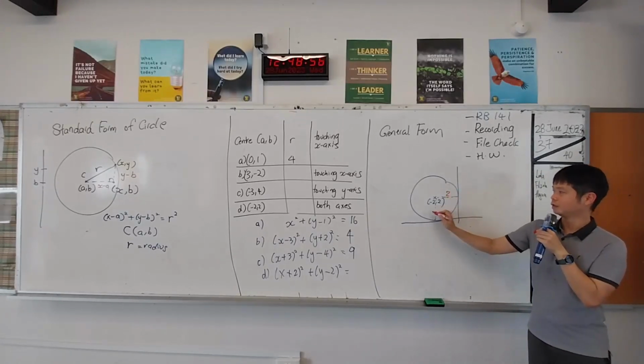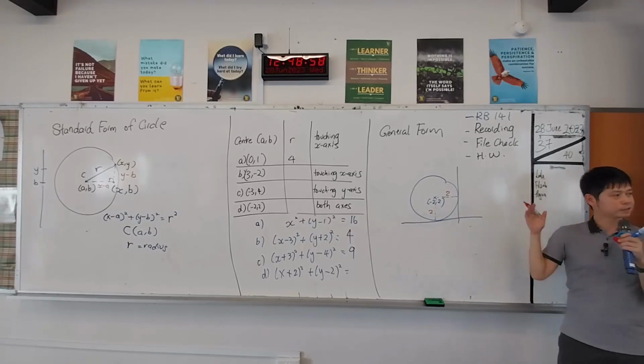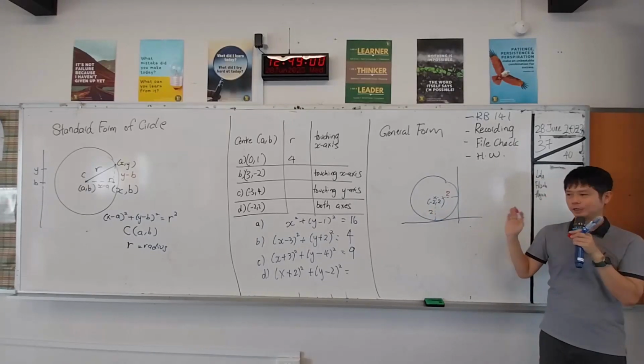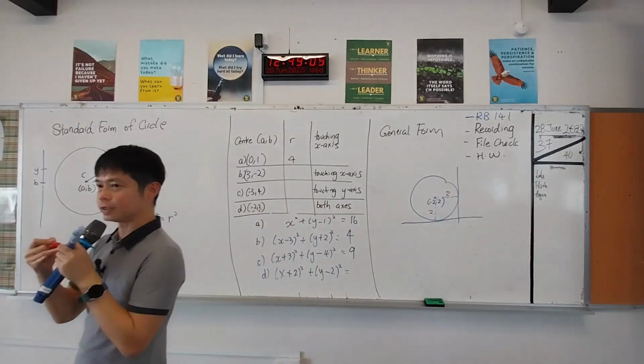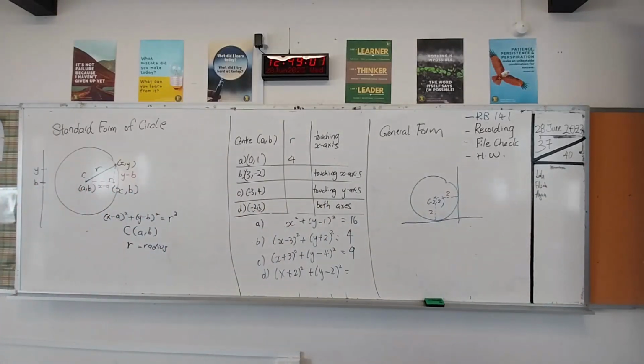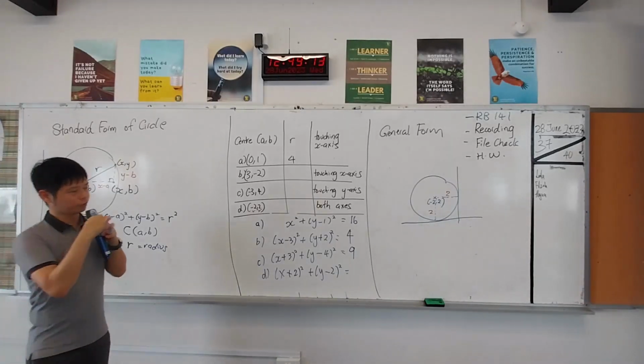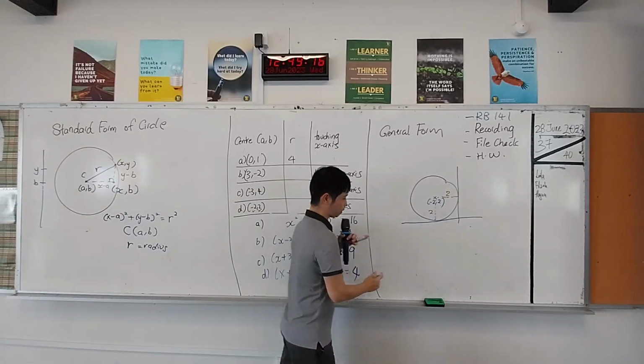So it touches both axes for this case only because these 2 numbers are the same value. Of course, the sign is different, but the value is the same, as in the digit is just a 2. So what is the final number you need to write? Okay, 4. So this is the easy part of the recording.